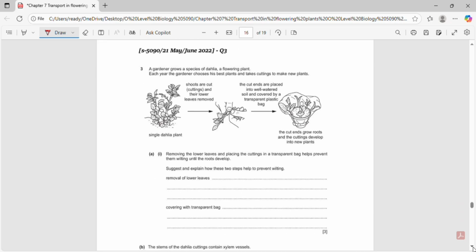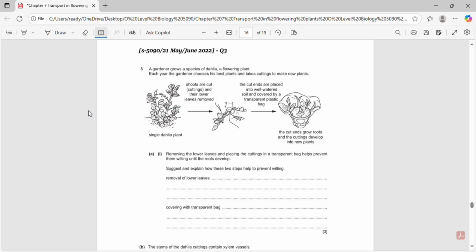Then we have the next question, and it says, a gardener grows a species of dahlia, a flowering plant. Each year the gardener chooses his best plants and takes cuttings to make new plants. The diagram shows this process of vegetative propagation. First, a single dahlia plant is used, and shoots are cut to make cuttings. The lower leaves are removed, and the cut ends are placed into well-watered soil. After that, the cuttings are covered with a transparent plastic bag, and over time the cut ends develop roots so that new plants can grow.